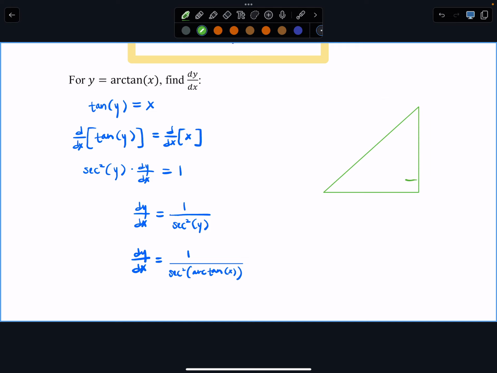That look like a right triangle? Okay, so thinking about SOHCAHTOA, tangent of y equals x over 1. Tangent is opposite over adjacent, so for labeling our triangle, x and 1, which means the hypotenuse would be the square root of 1 plus x squared. You did a little Pythagorean theorem.